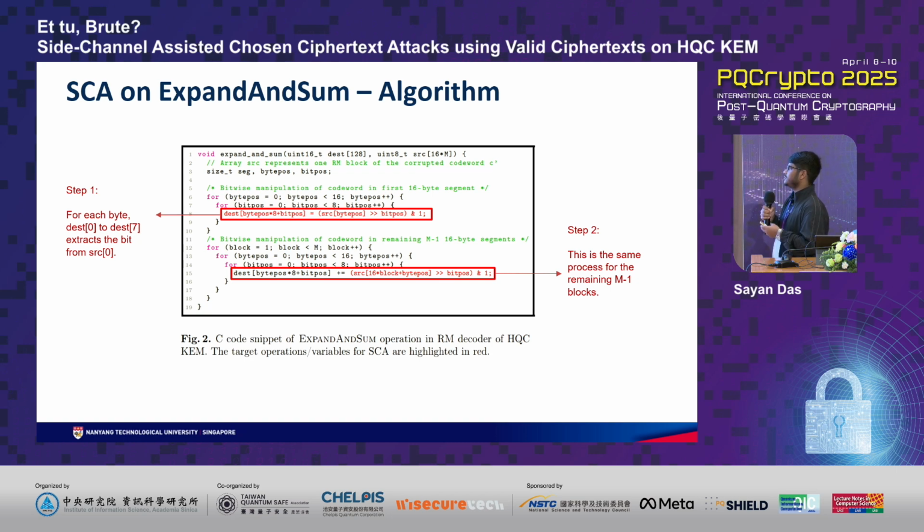So for each byte, the source code word is calculated and extracted into the DEST variable. And in step 2, it is done for the m minus 1 code words.